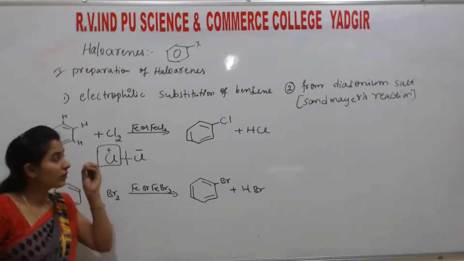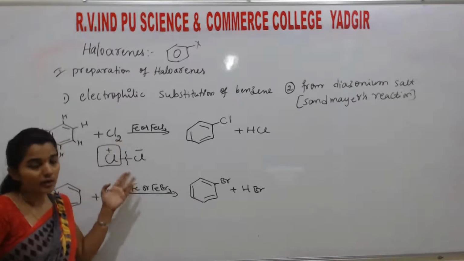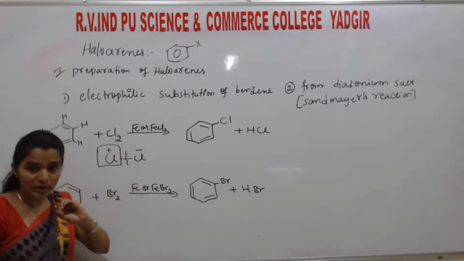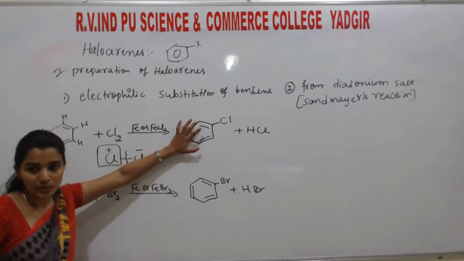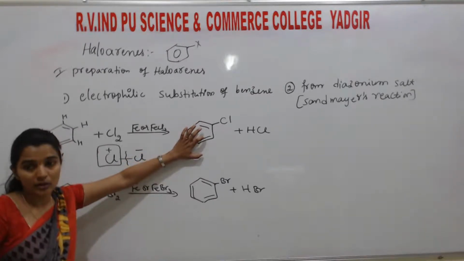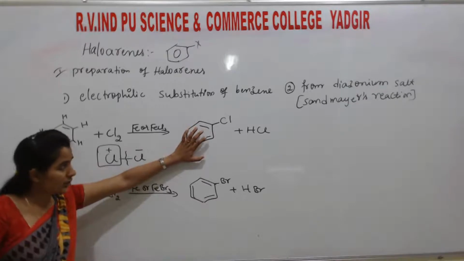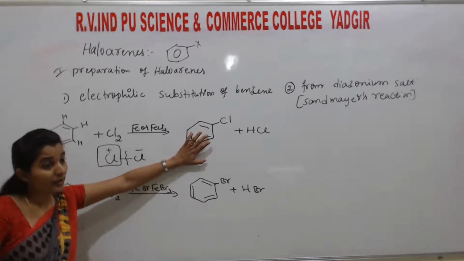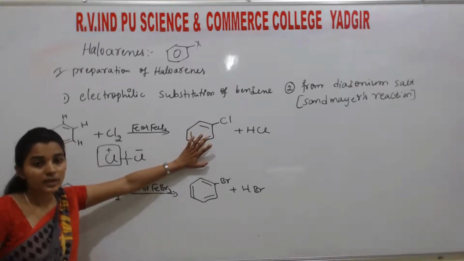That is, it requires so much energy to break the bond. Because of the high lattice energy and smaller size, fluoro compounds are unstable. I am not saying they cannot be formed. I am saying they are unstable. Okay, this fluorobenzene may form, but that is not stable.